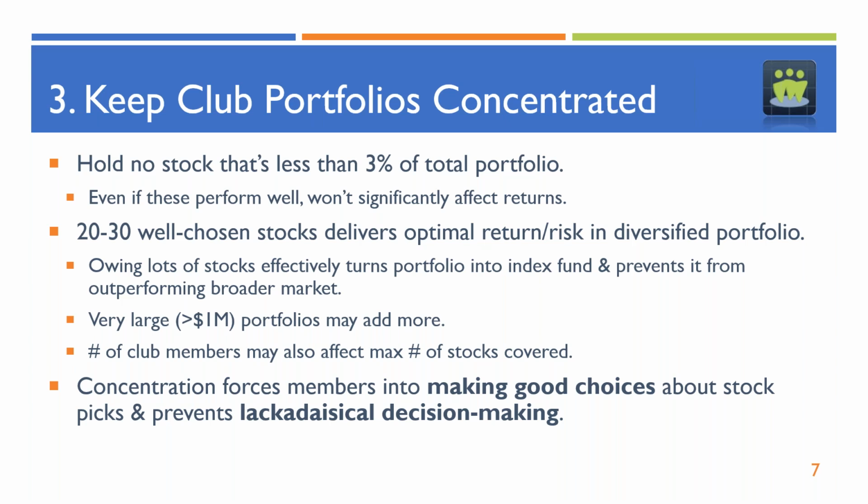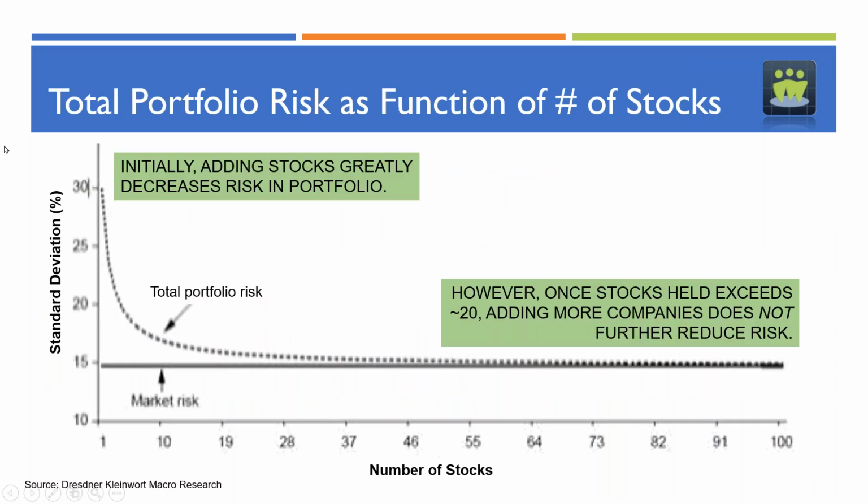So if we apply that same level of a search for excellence, of trying to identify an investment in which you are highly confident, to a smaller subset of 20 to 30 stocks, then you will be serving this objective and can benefit from it. Now, research shows this graph that shows the total portfolio risk is a function of the number of stocks.